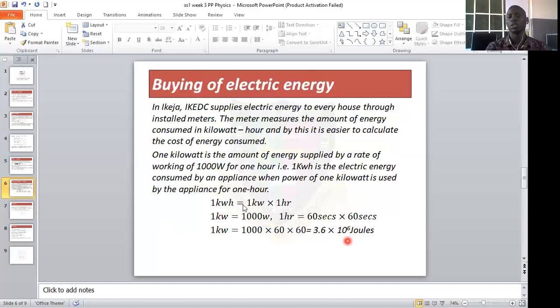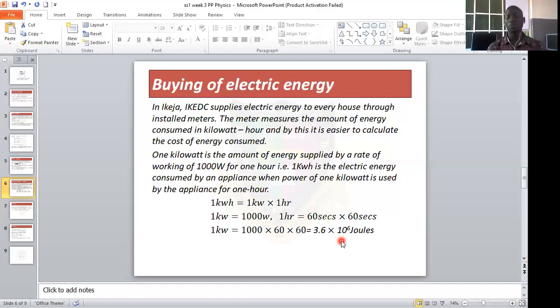Just follow the expression. 1 hour is 60 times 60 seconds. 1 kilowatt is 1,000 watts. So 1 kilowatt hour equals 1,000 times 60 times 60, which will be 3.6 times 10 raised to power 6 joules.